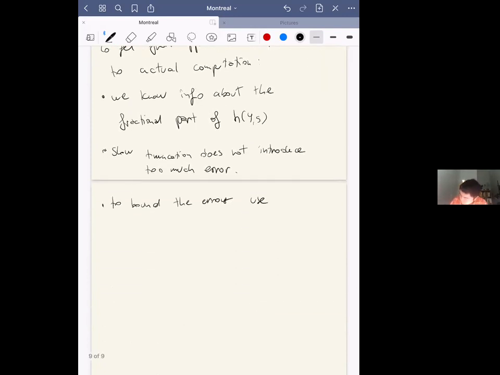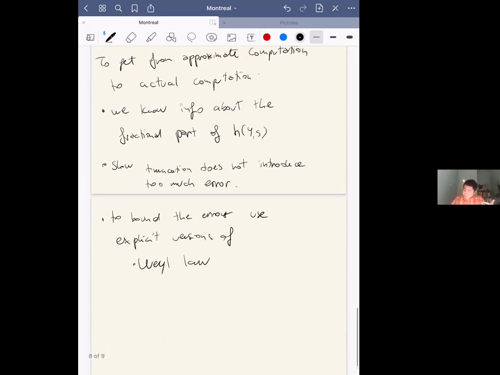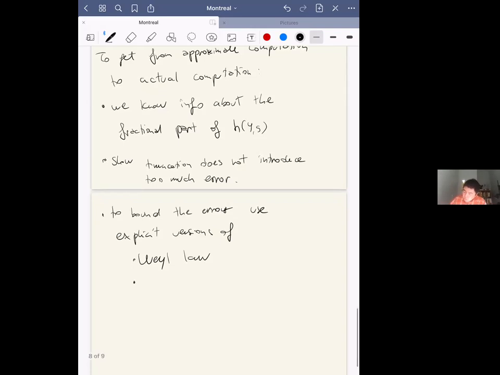So we use explicit versions of the Weil law. The Weil law tells you the asymptotic of the number of eigenvalues on one side, and there are techniques inspired from analytic number theory that tell you very precisely how many there are in an interval. And on the other side is the prime geodesic theorem.